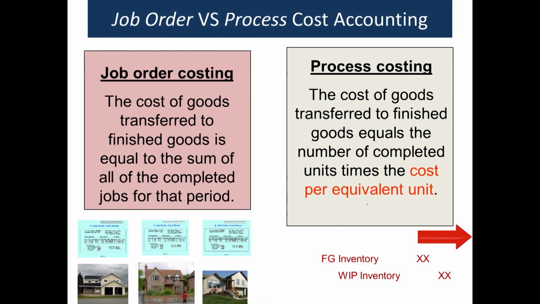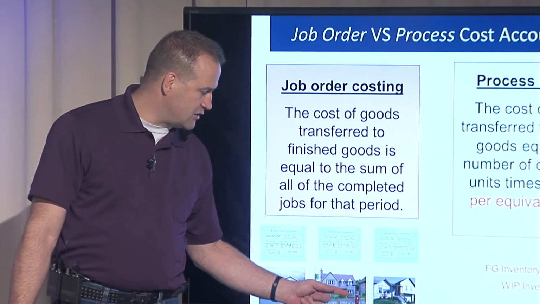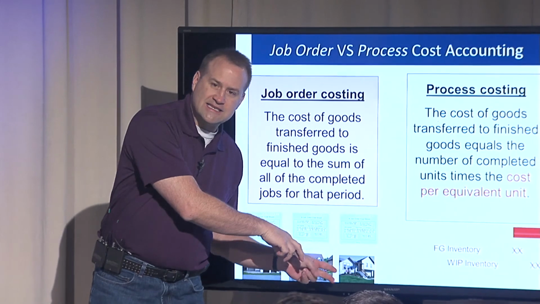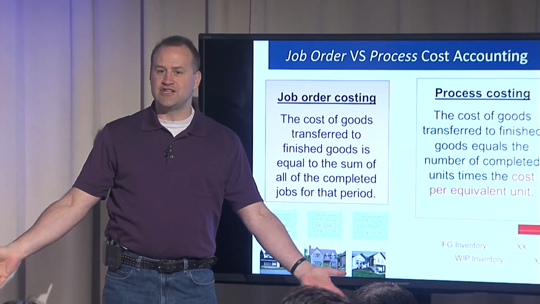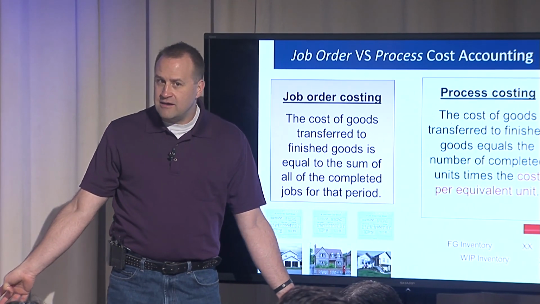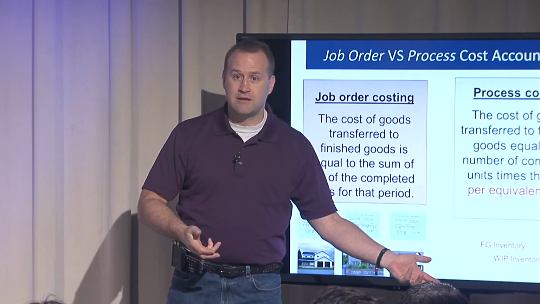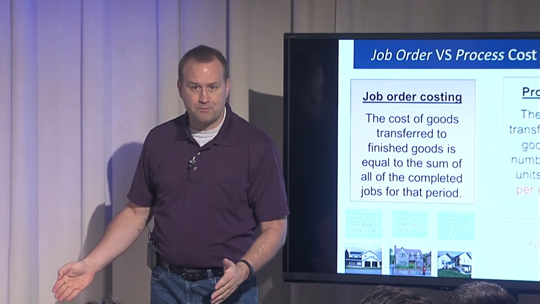Now with job order, it's very, very simple. Looking at this slide, if you have a number of different houses being built, it's very easy to accumulate the costs to each house. And it's pretty easy to determine when the house is done. The house is either not done or it's finished, it's completed. And there's only one job. You're keeping track of one house and one job.